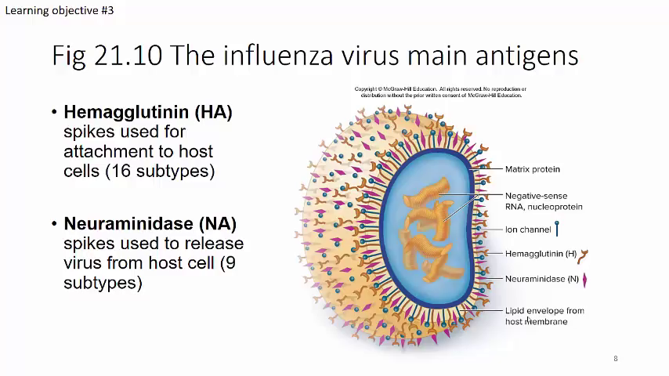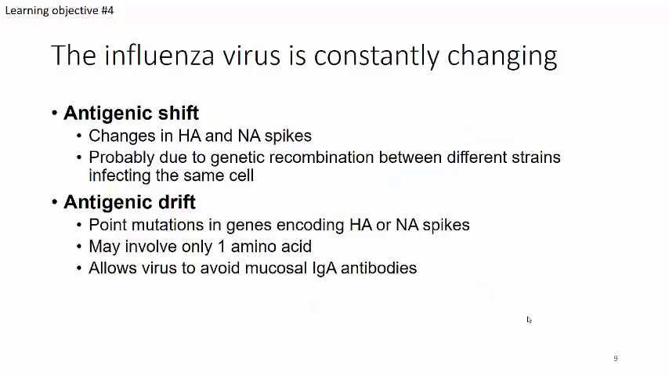So one of the most famous flu viruses in recent years was the H1N1 flu because it had type 1 hemagglutinin and type 1 neuraminidase. So one of the virulence factors of flu is that it is constantly changing. It can undergo major genetic changes, which are called antigenic shifts. So these are changes in the hemagglutinin or neuraminidase spikes that make them significantly different. And antigenic shifts are due to genetic recombination between two different flu strains infecting the same host cell. And once they're in that host cell, they recombine and form a new version of the flu.